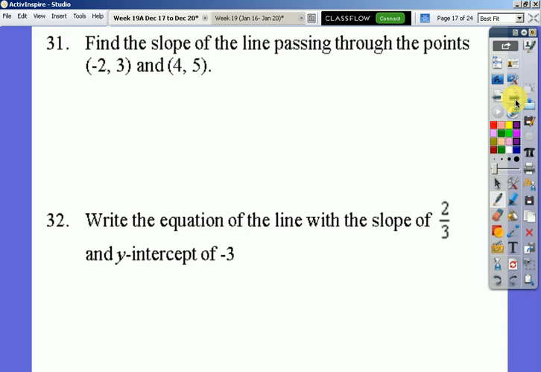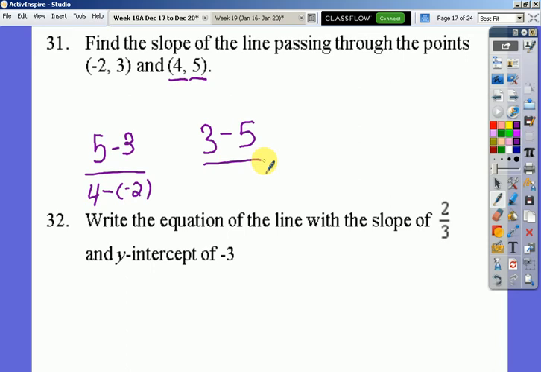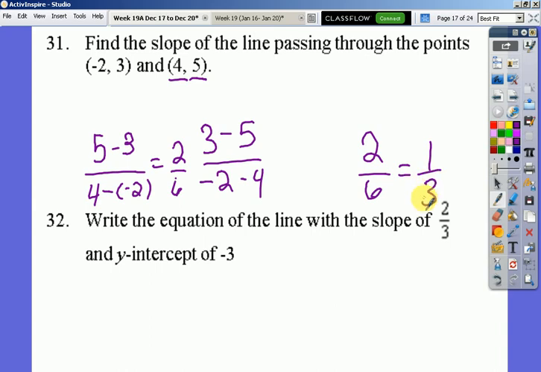So, for example, if I start with 5, and I say 5 minus 3, what would I have to start with on the bottom? 4. If I start with this 5 at the top, I'm going to have to start with this 4 in the bottom: 4 minus -2. If I started with 3 and I said 3 minus 5, what would I have to start with in the denominator? -2 minus 4. Same thing. So we'll just do the first one. 5 minus 3 is 2. 2 over 6. What's 2 over 6 reduced to? 1/3. Always reduce. Simplify. Questions on 31?